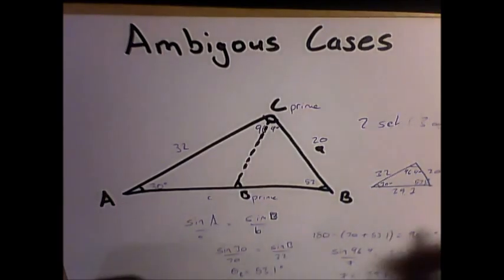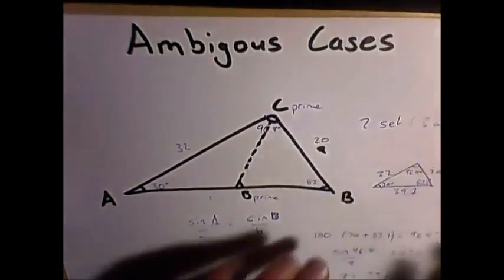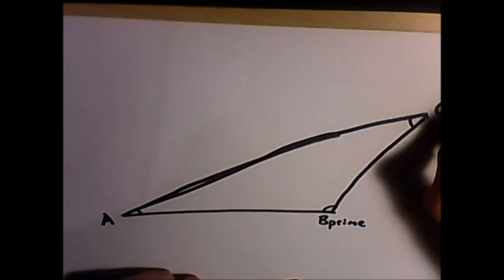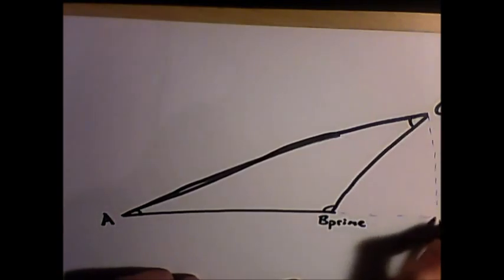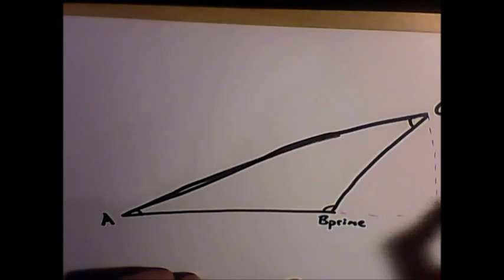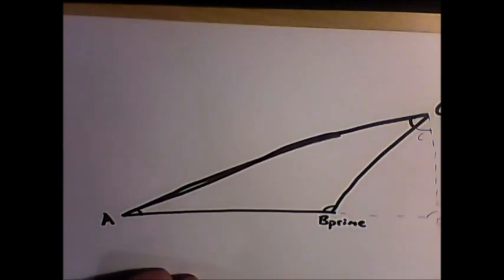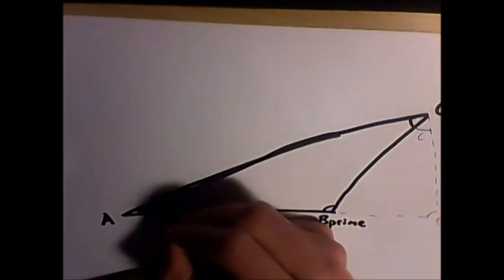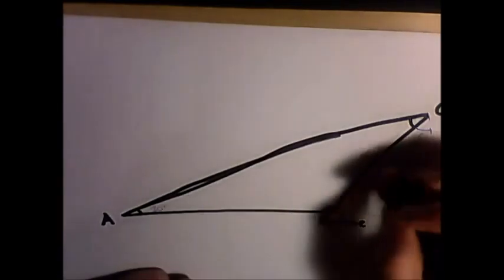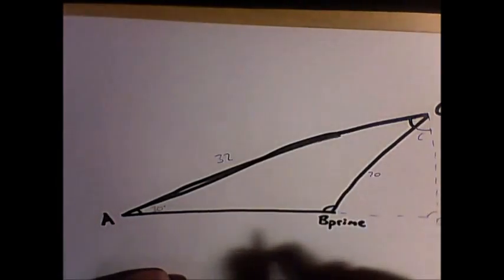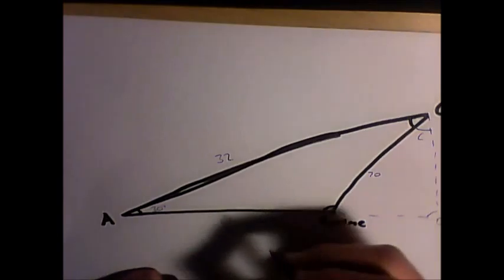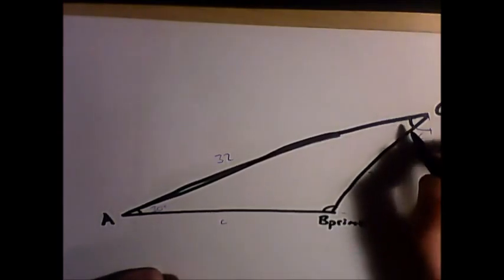But because this is an ambiguous case, we have to deal with two triangles. So to do this, I'm going to redraw my triangle in its ambiguous case. So here's my new triangle. As you can see, our original triangle used to look something like this, with this being angle B, and this angle here being angle C. But now we have C prime and B prime. However, our A angle is still 30 degrees, our side A is still 20, and our side B is still 32. The only values that have changed are our side C, our B angle, and our C angle.